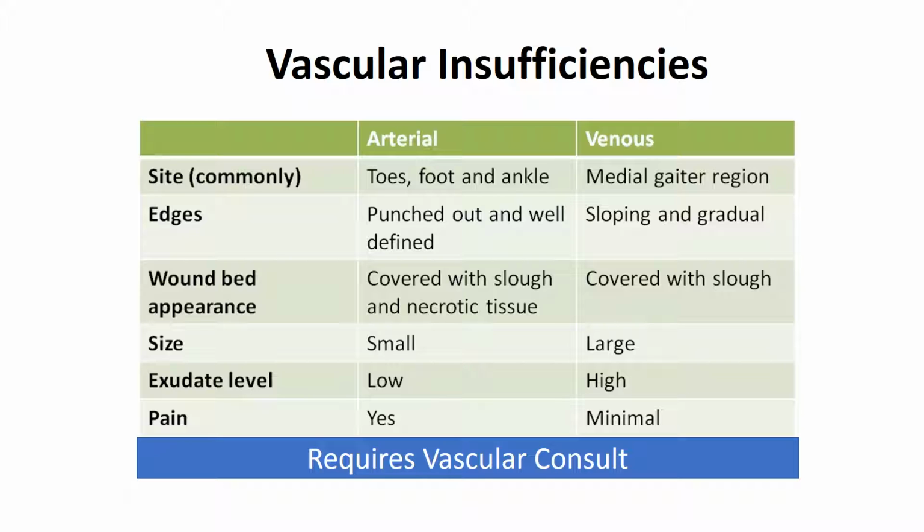In the arterial ulcer, the wound bed is covered with slough and necrotic tissue. Remember, this is arterial insufficiency, so you're not getting the blood flow, and that's why you have the necrotic tissue. Where a venous ulcer is usually covered with slough, but they do get blood flow. The problem is the blood doesn't go back up. Arterial ulcers are usually smaller, while venous are very large. Venous drain a lot, and you have that weeping serous drainage constantly, where the arterial ulcers don't drain very much.